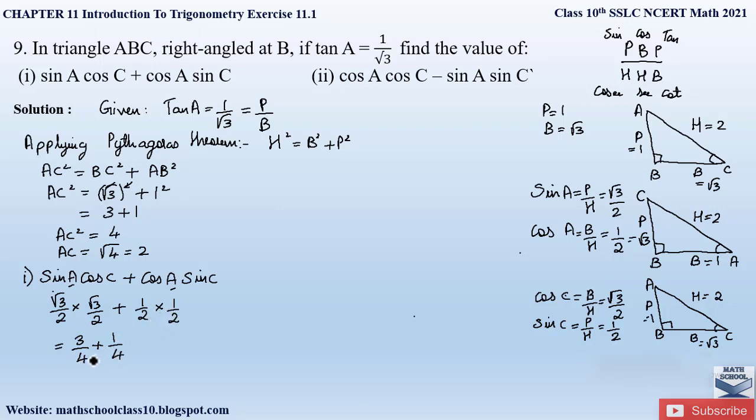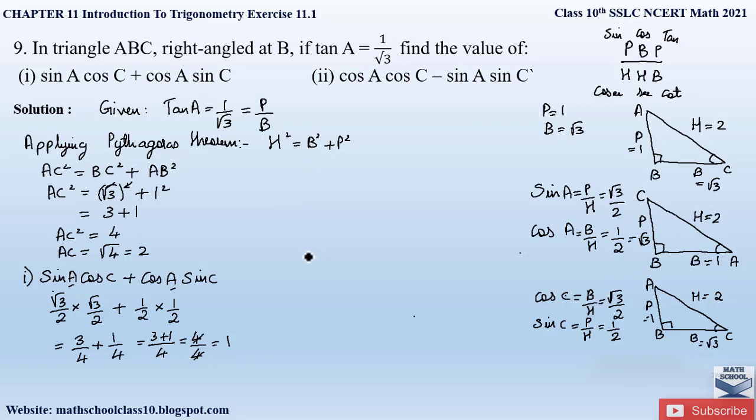Now you can see the denominator is same, so we can add the numerators. Denominator is 4, so 3 plus 1 will be 4. So 4 divided by 4 is equal to 1, cancelling this 4 and 4.